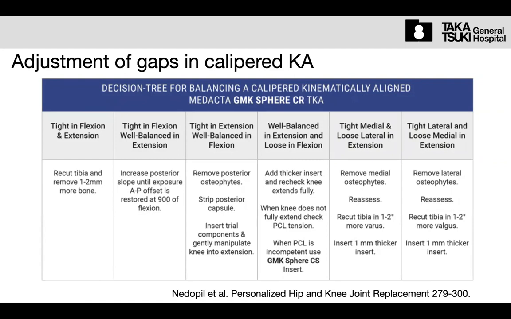So in this case, this option is to manipulate the PCL. In this case, sacrifice the PCL and use the CS. CS means the deep dish type component. So this is another solution. If extension is too tight, sacrifice the PCL, then we can get a good extension gap.